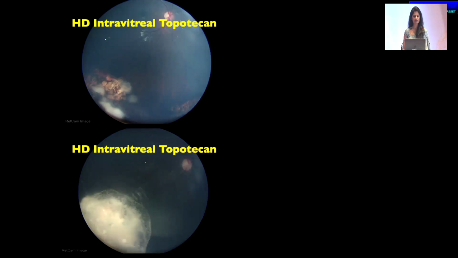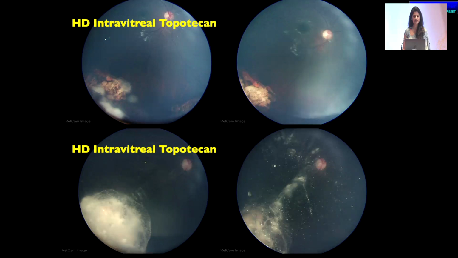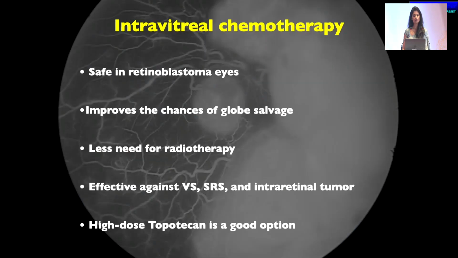And here are some of the cases that we have treated where we gave high-dose intravitreal topotecan when all other forms of treatment were not helping the patient. And you can see the response that the retinal tumor, the vitreous seeds, subretinal seeds, everything went away with high-dose topotecan.